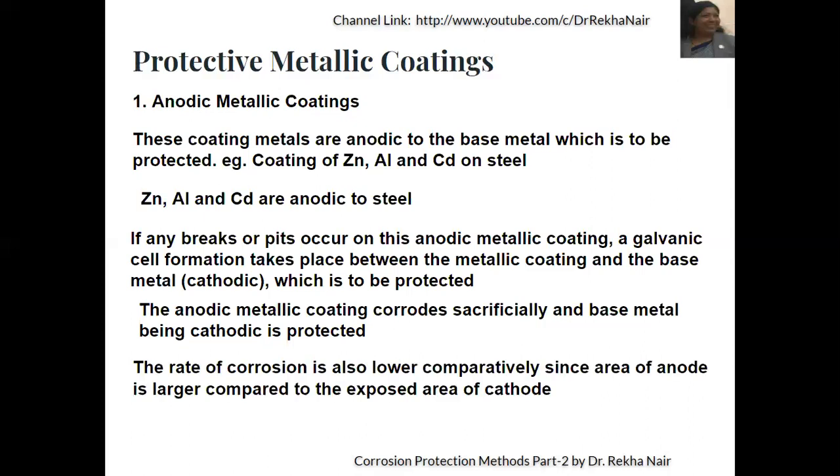The rate of corrosion is also lower, as the area of the anode is larger as compared with that of the exposed area. That is, as I said, the metallic coating is anodic in nature and the metal is cathodic in nature. So the anodic one, that is the metallic coating, zinc, aluminum, cadmium, whatever we are using, will undergo corrosion and that will save the main core metal, the base metal, that is nothing but steel.